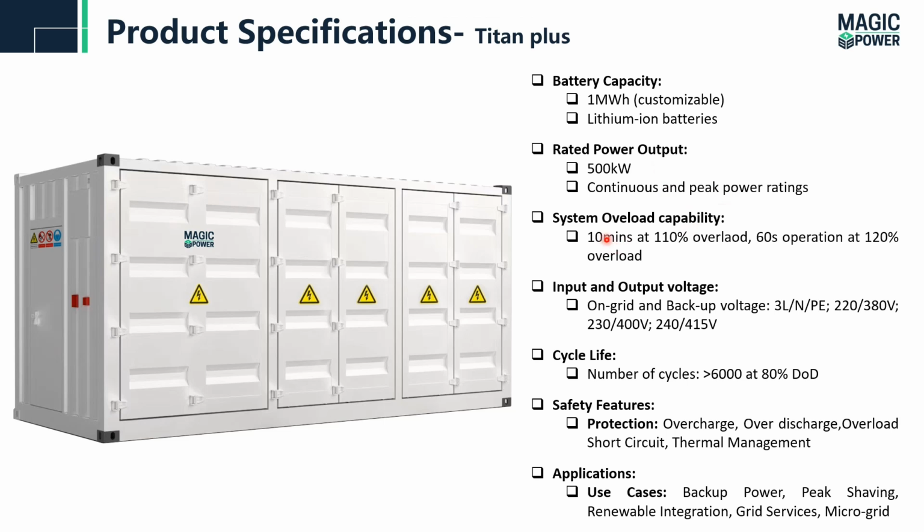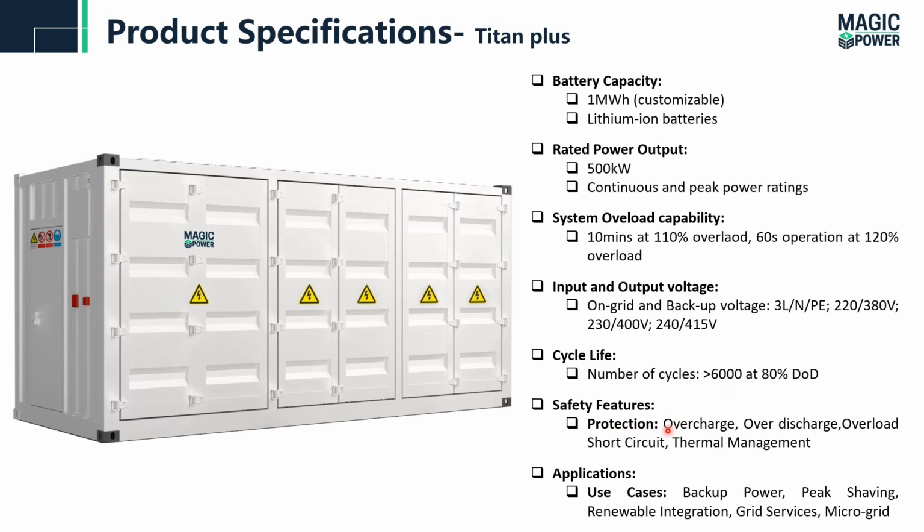The system overloading capability: if it is overloaded by 110%, it will run for a maximum of 10 minutes, and in case of 120% overloading, the system operation time will be reduced to 60 seconds. The input and output voltages: the system is again three phase, so it could be 380, 400, and 415. The life cycle of the batteries is more than 6,000 cycles at 80% depth of discharge.